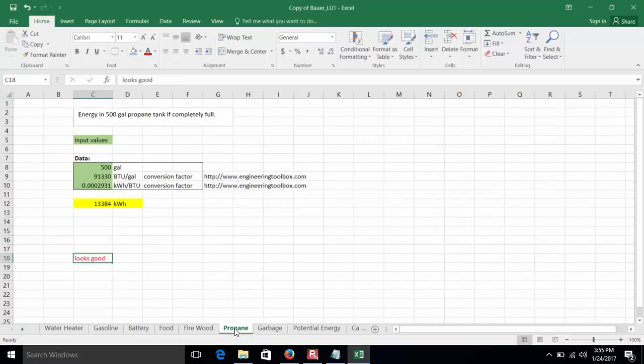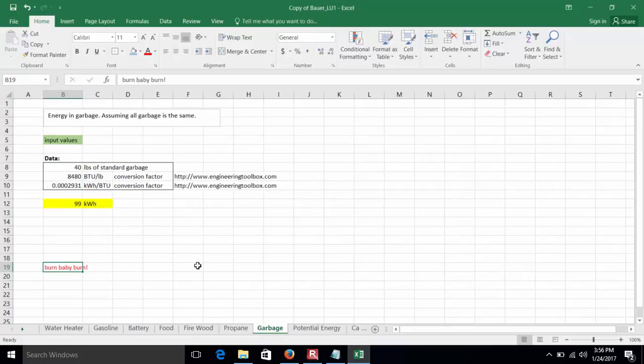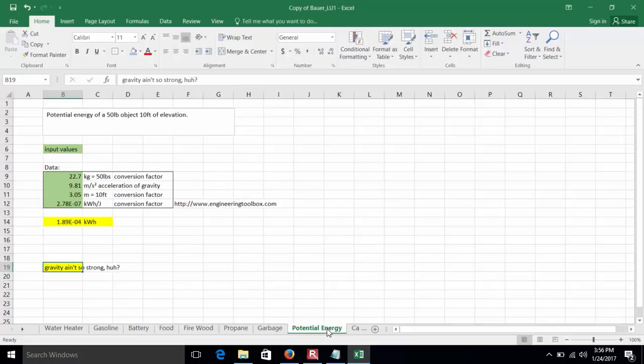Propane, same deal. Basically it's firewood, just different numbers. Garbage. Yeah, there's your garbage, which, again, is just chemical. Here's potential, what do you do? Potentially a 50-pound object. I don't know if he's rolling boulders downhill or whatever, but it's a good comparison.